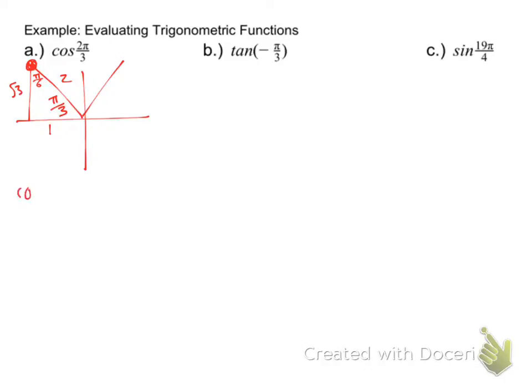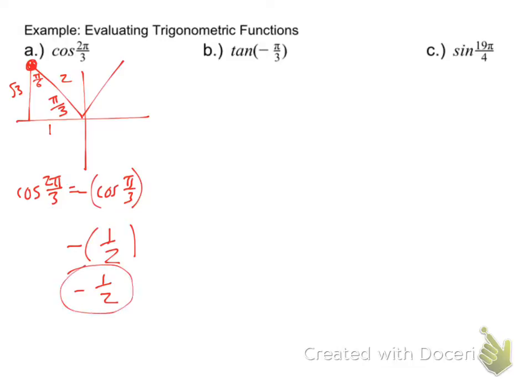Do you guys see that cosine of 2 pi over 3 is the same thing as cosine of pi over 3 because of the reference number, reference angle, but I would need to make that answer negative? So you get a negative of, what's the cosine of pi over 3? 1/2. So it's a negative 1/2. Done.